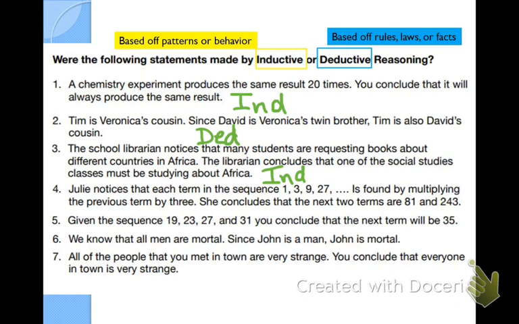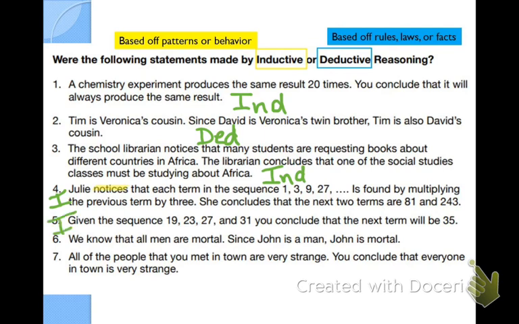Number 4, Julie notices that each term of the sequence, 1, 3, 9, 27, is found by multiplying the previous term by 3. She concludes that the next two terms are 81 and 243. It's inductive. I don't have room. I'm just going to write an I over here. It's inductive. She is looking at a pattern. So, especially when you see the word notices, that's an observation. Number 5, given the sequence 19, 23, 27, and 31, you conclude the next term will be 35. It's still inductive. It's still a pattern.